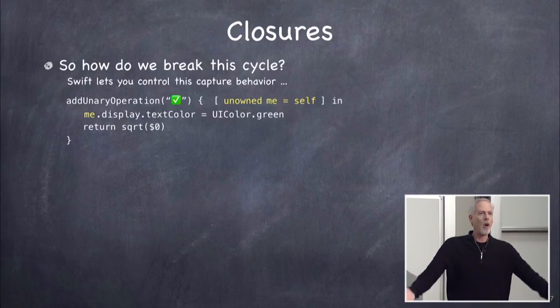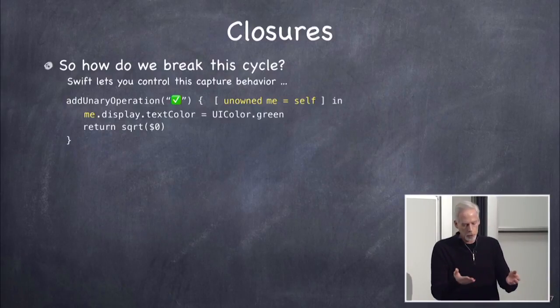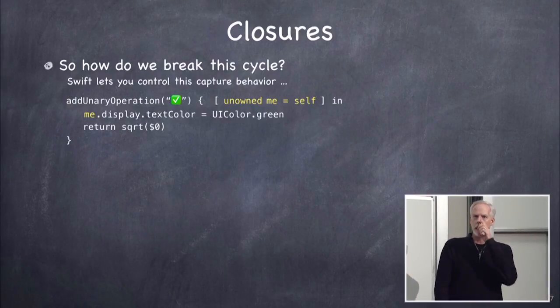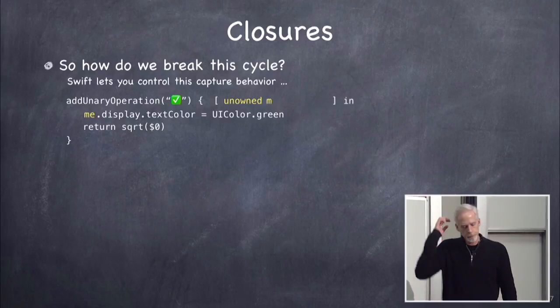The view controller provides all the UI that causes this thing to be executed. There's absolutely no way that can happen, so it's perfectly fine to say unowned here. Okay, and that would break the cycle nicely. But let's talk about another way to do it.